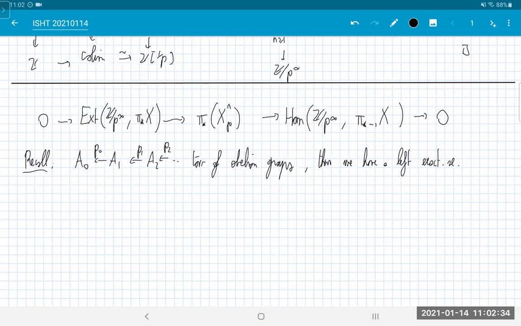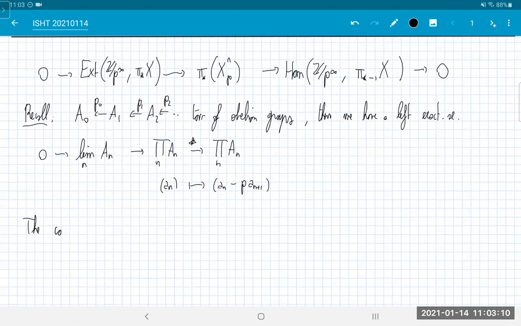0, the limit over AN goes to the product, where this map here is sending AN to AN minus PN AN plus one. So this is just saying that the limit is the collection of ANs such that AN is equal to PN of AN plus one. And the cokernel of this map is called Lim-1 AN.